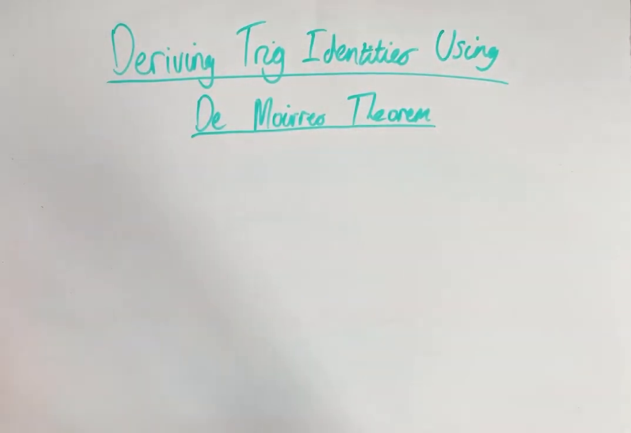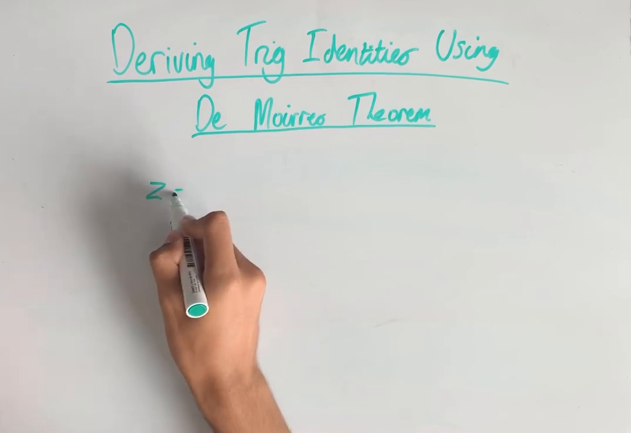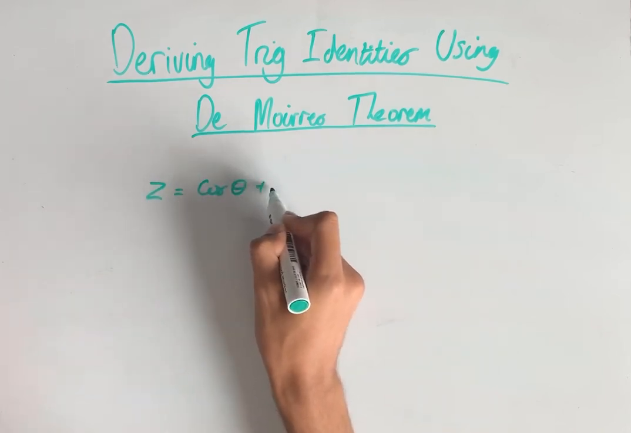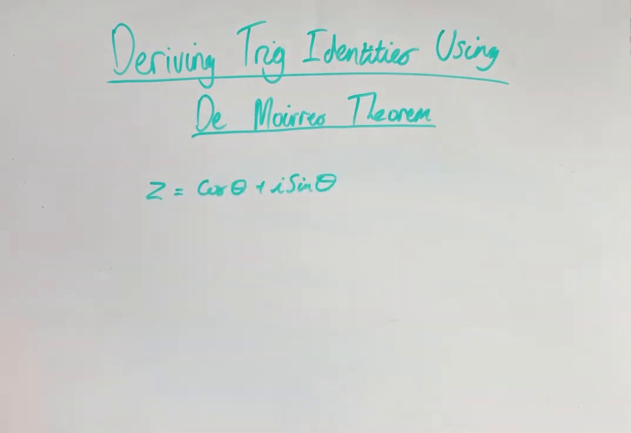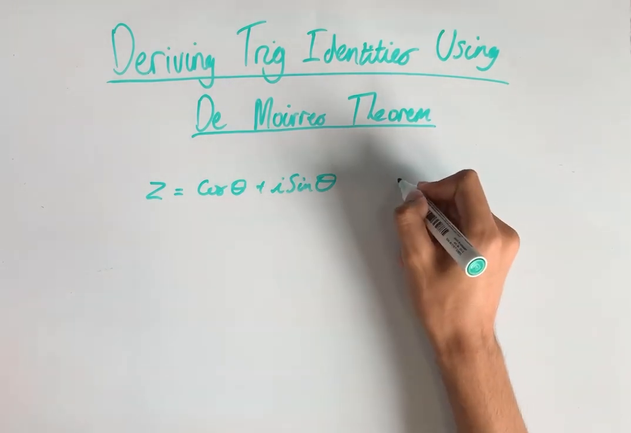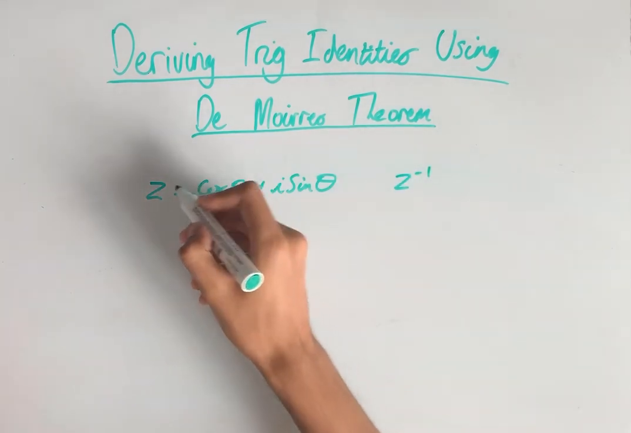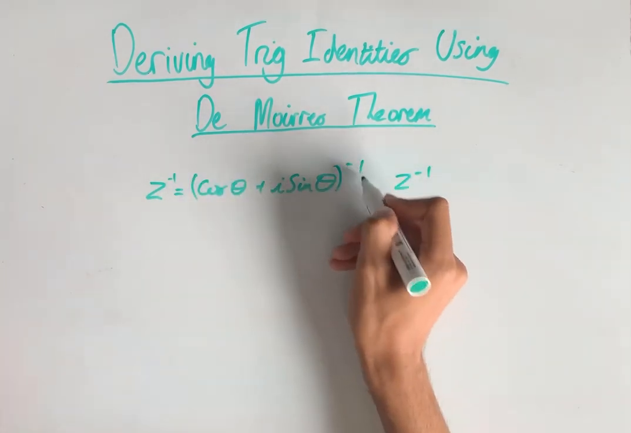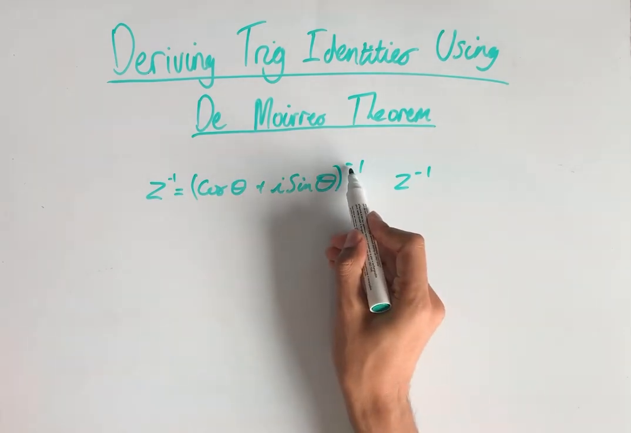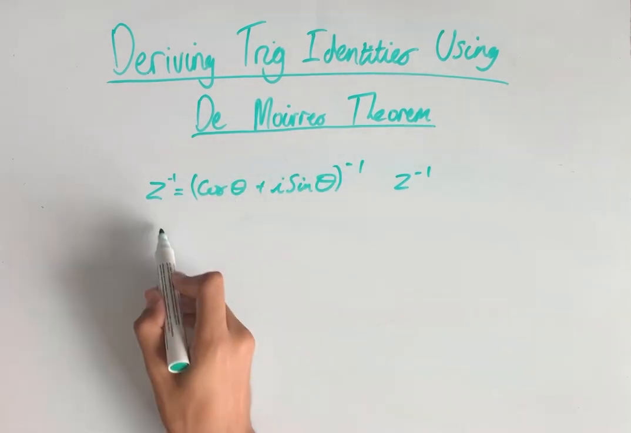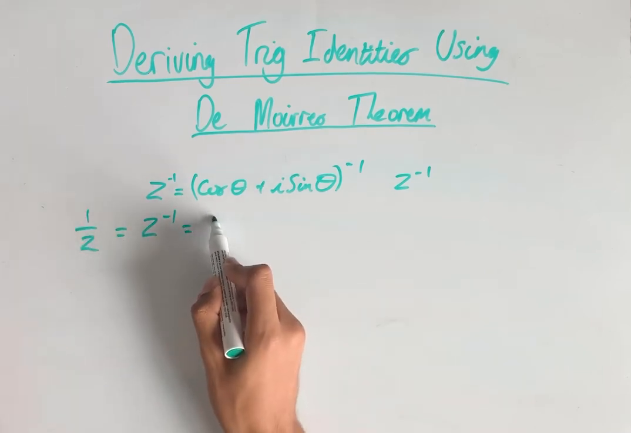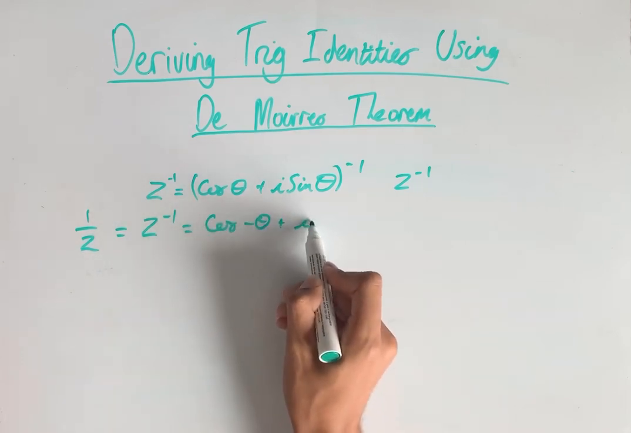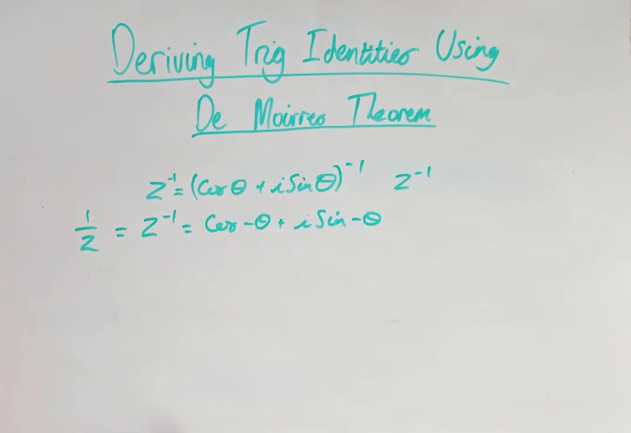If you have a complex number, z equals cos theta plus i sine theta, and then you use de Moivre's theorem to find z to the power of minus 1, that would be equal to saying that, and by de Moivre's theorem, we know that that just means we multiply theta by that. So z to the minus 1, or 1 over z, is equal to cos of minus theta plus i sine of minus theta.